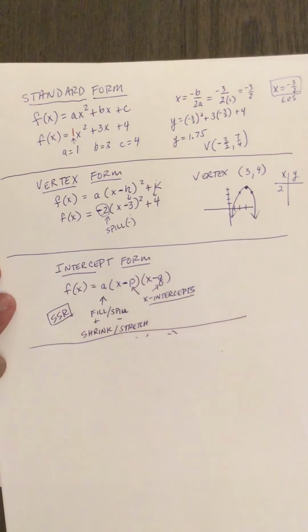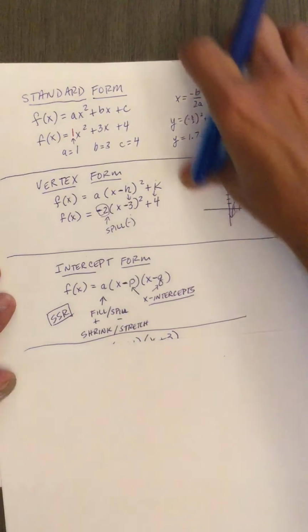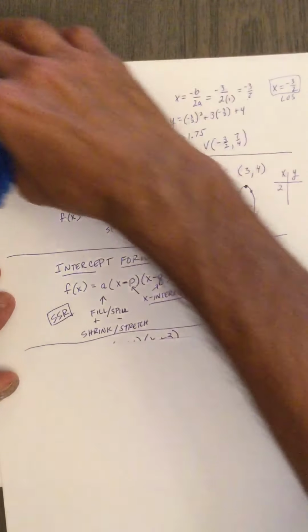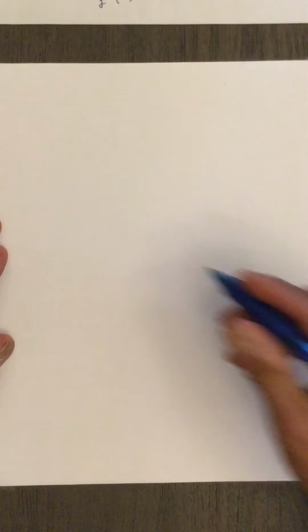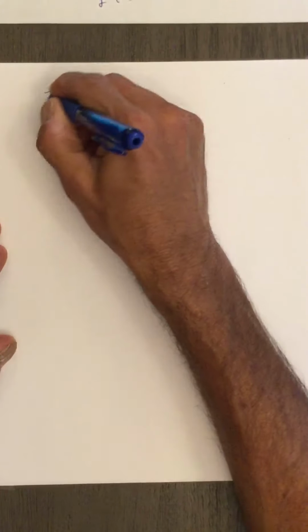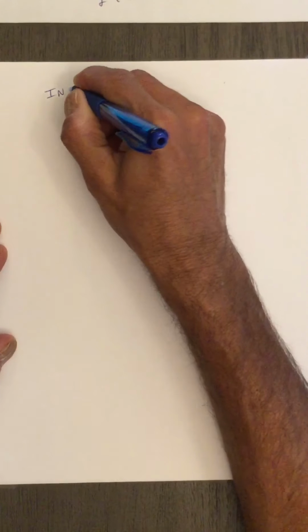So let's take a look at what I have here. I'm going to start over here. I'll just start over. I'll put this new paper up here, and let's take a look at this, okay? And this is called intercept form, right? New lesson today, intercept form.